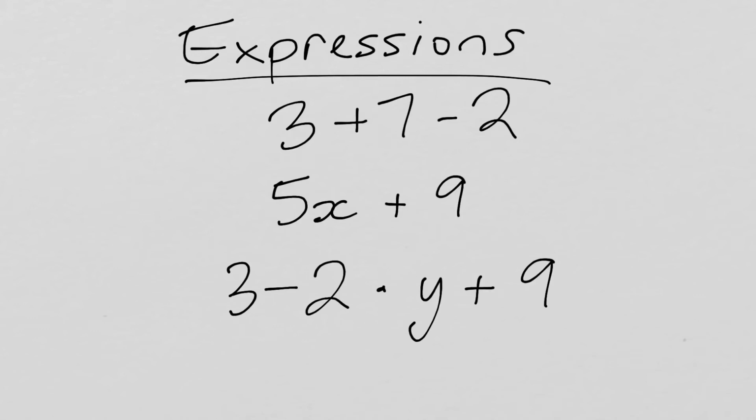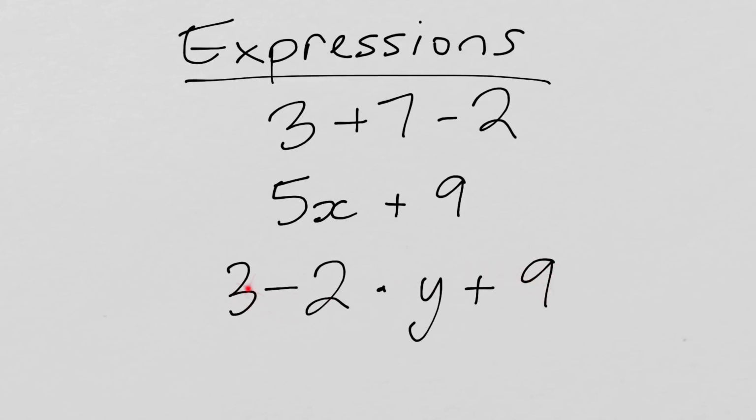So in the second one here, I've got 5x, which is the same as saying 5 times x. Whenever you see a number next to a variable with nothing in between them, it means multiplication. It means 5 of the x's. If I wrote 5 apples, it'd be like 5 of the apples, right? So 5 x's, 5 times x, plus 9. That's an expression. 3 minus 2 times y plus 9.